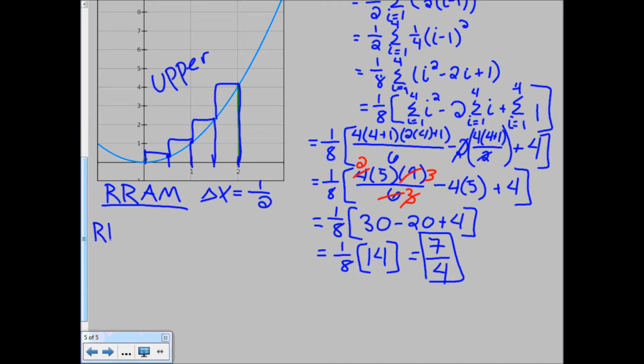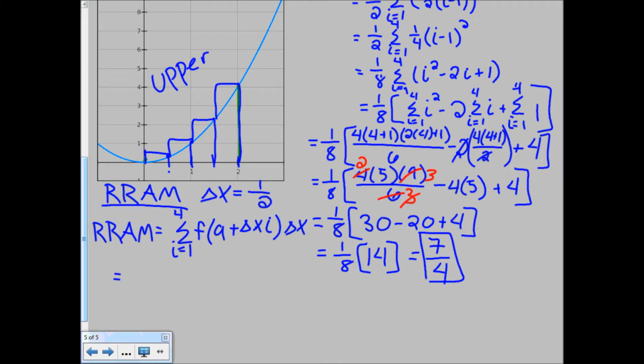So for RRAM, we're going to have the sum from i equaling 1 to 4 of f of a plus, your formula is always, I'm sorry, not n delta x. It's always just going to be plus delta x times i for RRAM, and then delta x on the end. Because if we plug in 1 now, we want to get 1/2 out for the first one, and then 1 out when we plug in i equaling 2 and so forth.